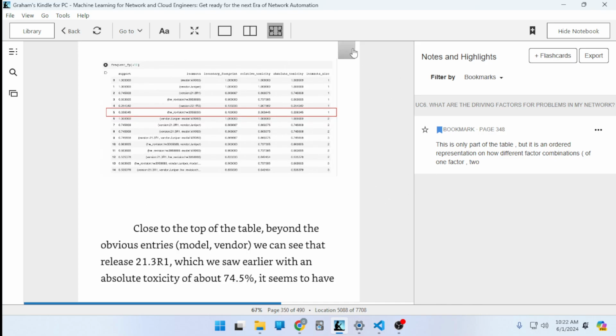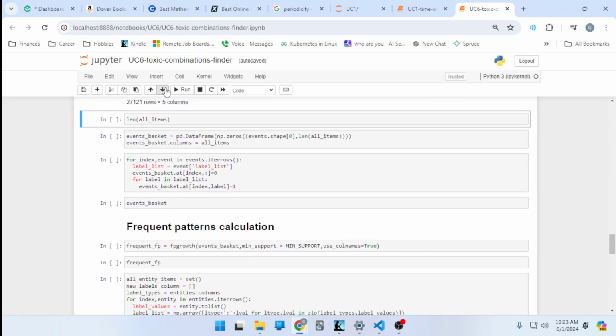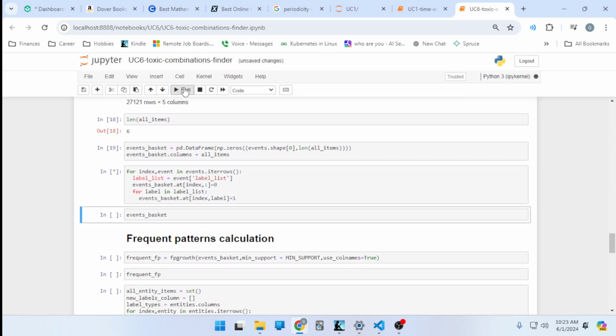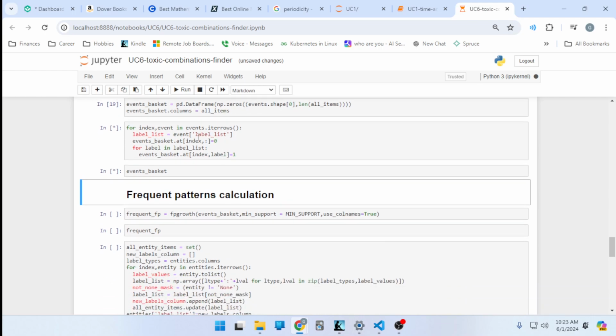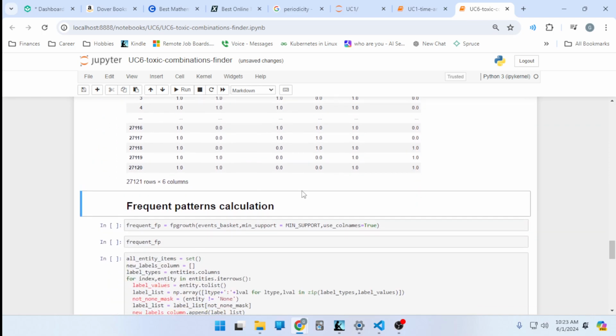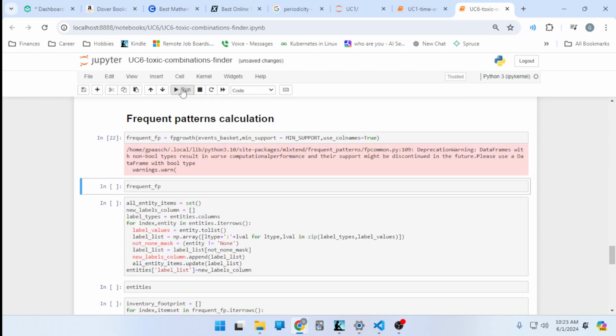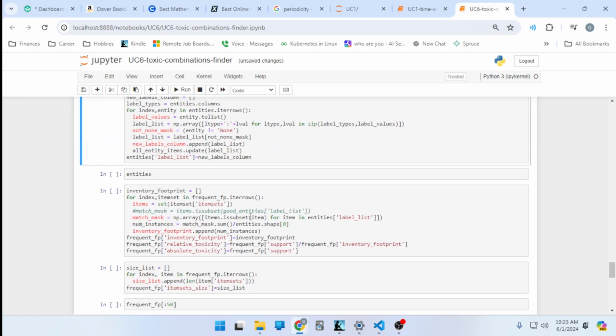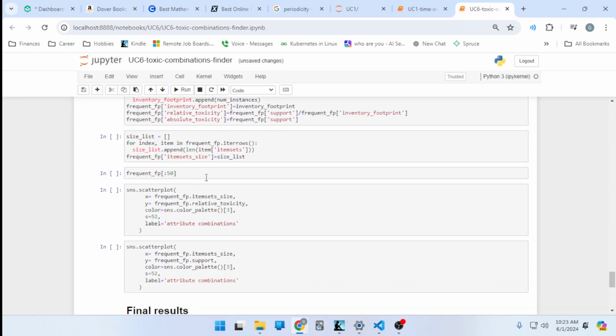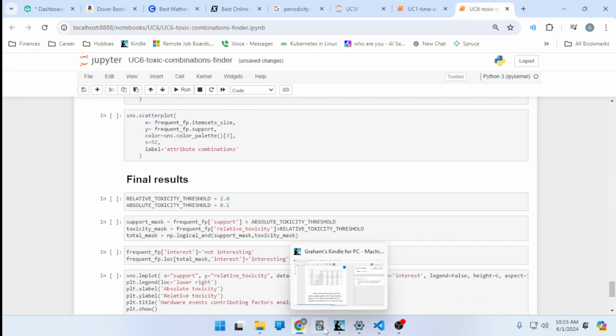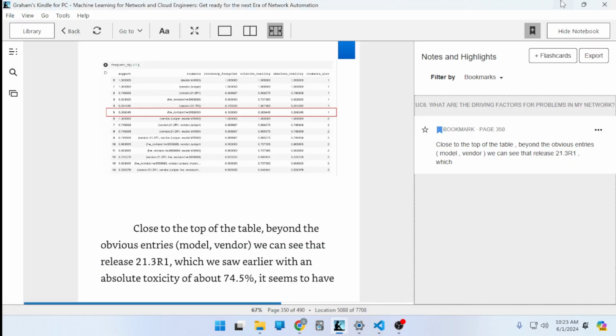Okay, so let's get to this table. Delete bookmark. So this is the frequent_FP table. So here's our events basket. I'm a bit lost. Okay, so now we're doing the for loop, and we got the events basket. So we need the table frequent_FP. That's good. I think, yeah. So we need to see the first 50 entries to get to the same cell as this one.